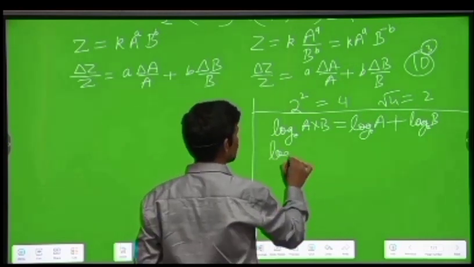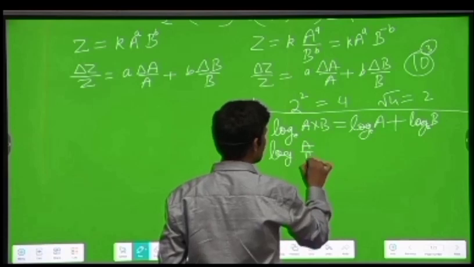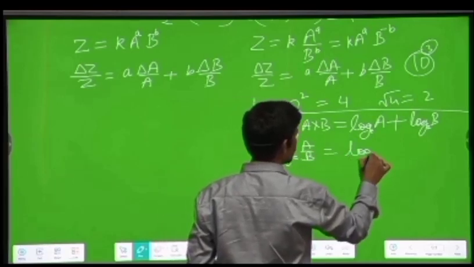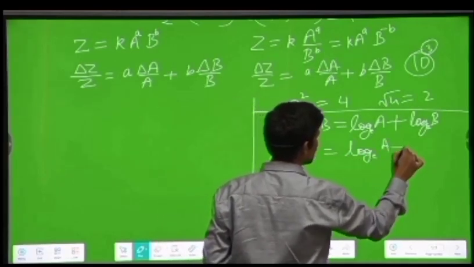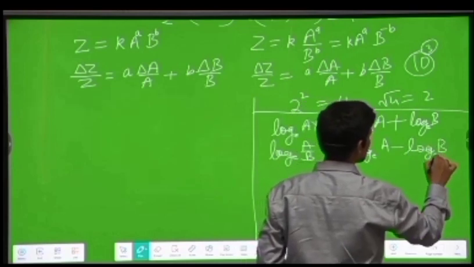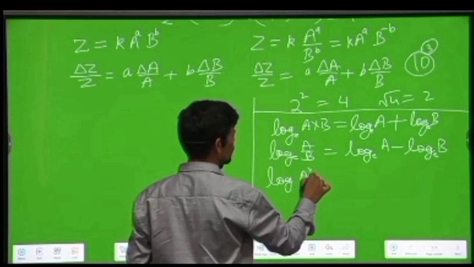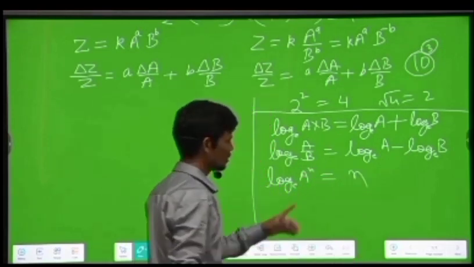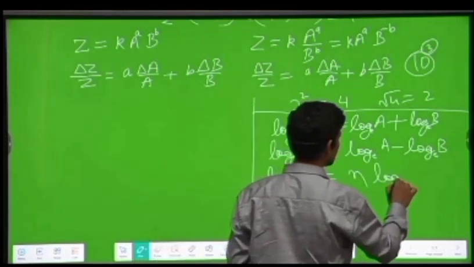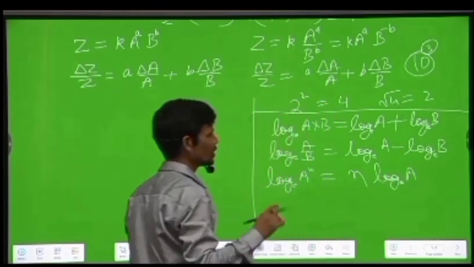Okay, log of a by b at base e will be log a minus log b at base e. And if there is log of a to the power n, then that power will go in front: n times log of a at base e. This is one thing.